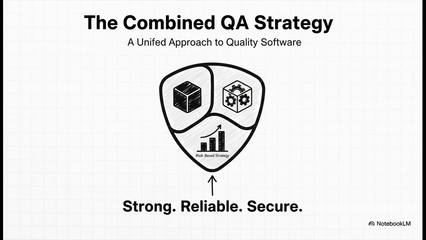The very best software detective teams, they combine everything we've talked about. They use black box testing to make sure the user's experience is great. They use white box testing to make sure the code itself is solid. And they wrap that whole effort in a risk-based strategy, so they're always focused on what matters most.